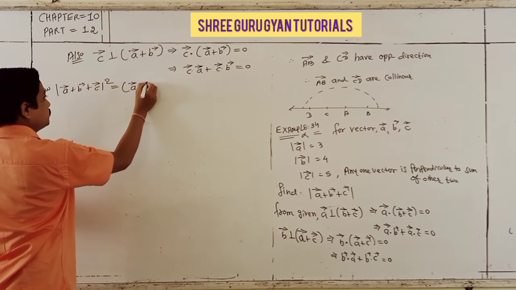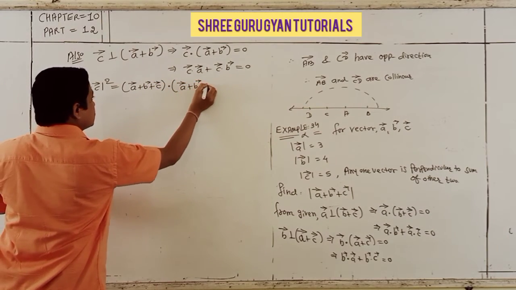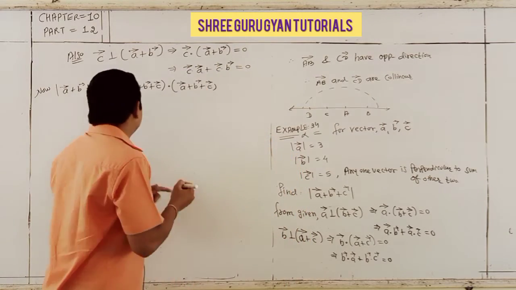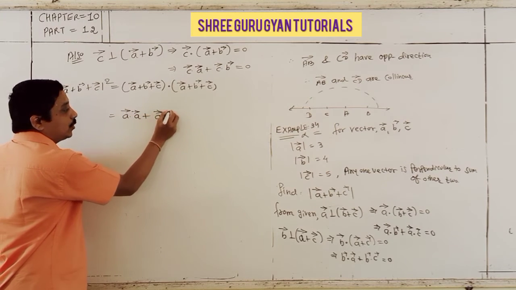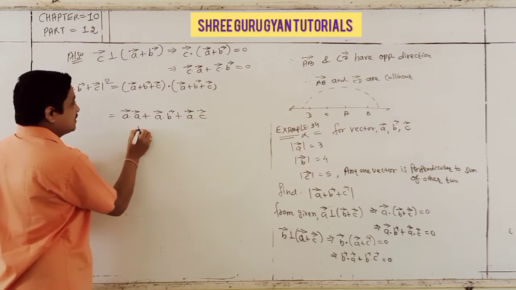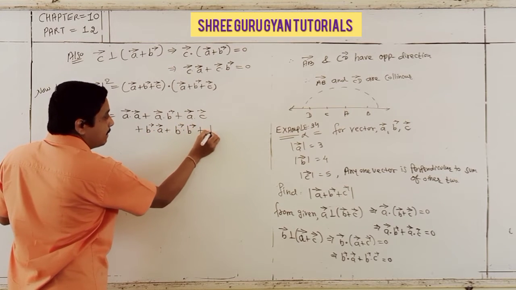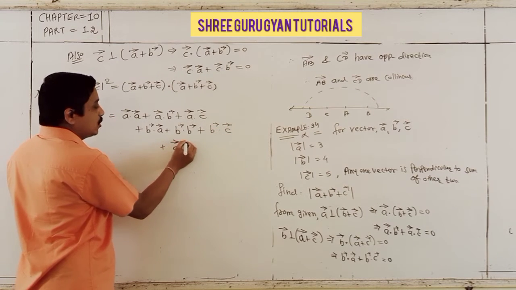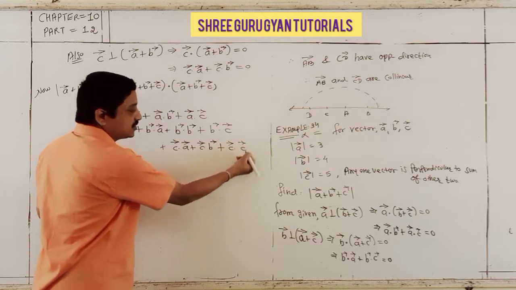Actually it comes to a dot product, again A plus B plus C, and taking the dot product as a simple multiplication. One by one: A dot A plus A dot B plus A dot C. Similarly, second, B dot A, B dot B and B dot C. Similarly, third, C dot A, C dot B and C dot C.